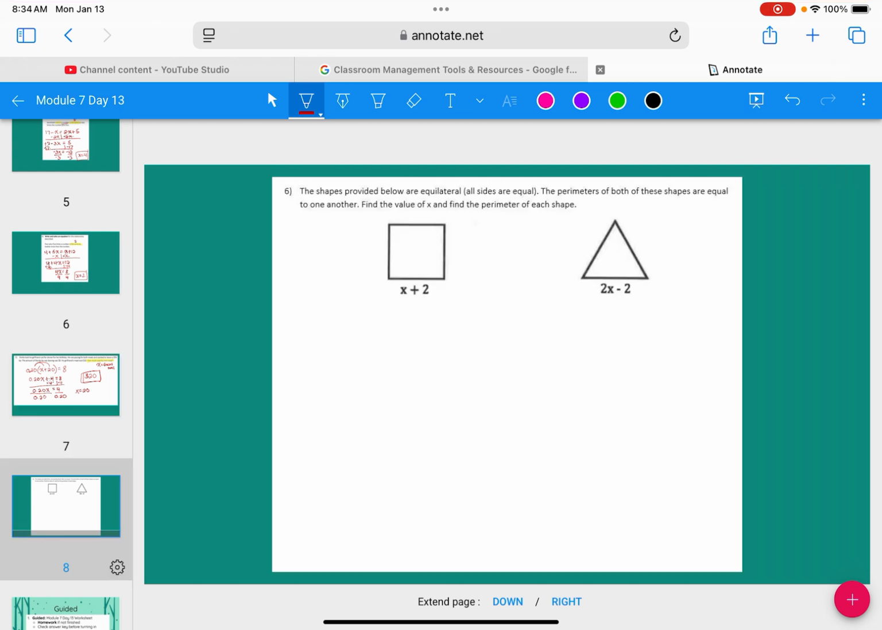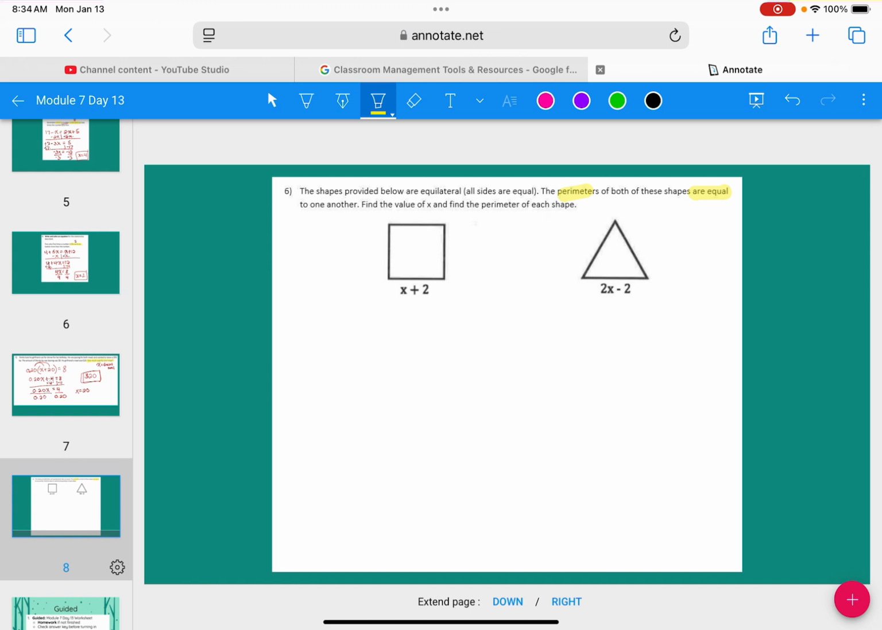All right, our final problem here, we did this one last week. It was actually, we did it in class, and then you had to do it on the back of your homework. So hopefully it'll look familiar to you. So it says the shapes provided below are equilateral. So we've got a square and an equilateral triangle. The perimeter of both are equal. So we have to find x and then find the perimeter.